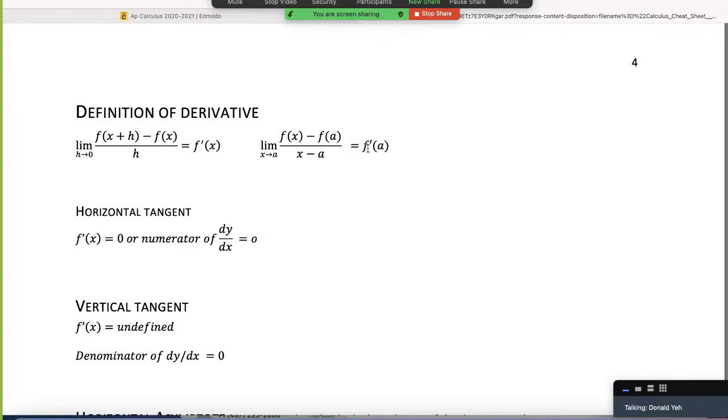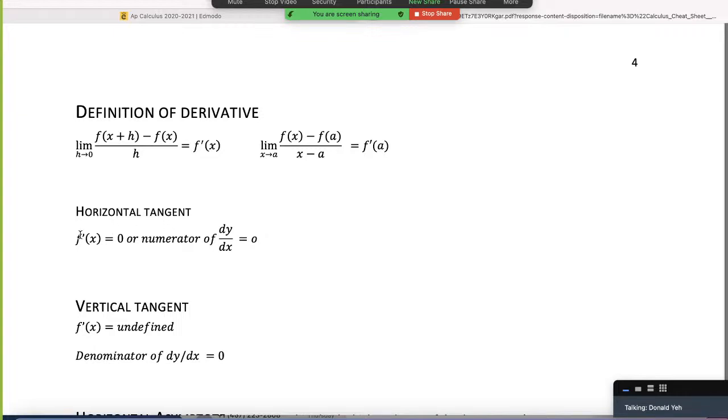This is another definition of derivative. It's called alternative derivative. You can write it down if you want to. This is called alternative definition of derivative. Usually you just have to find the f of x and just take a derivative and plug in a. So those are the things that you need to know.